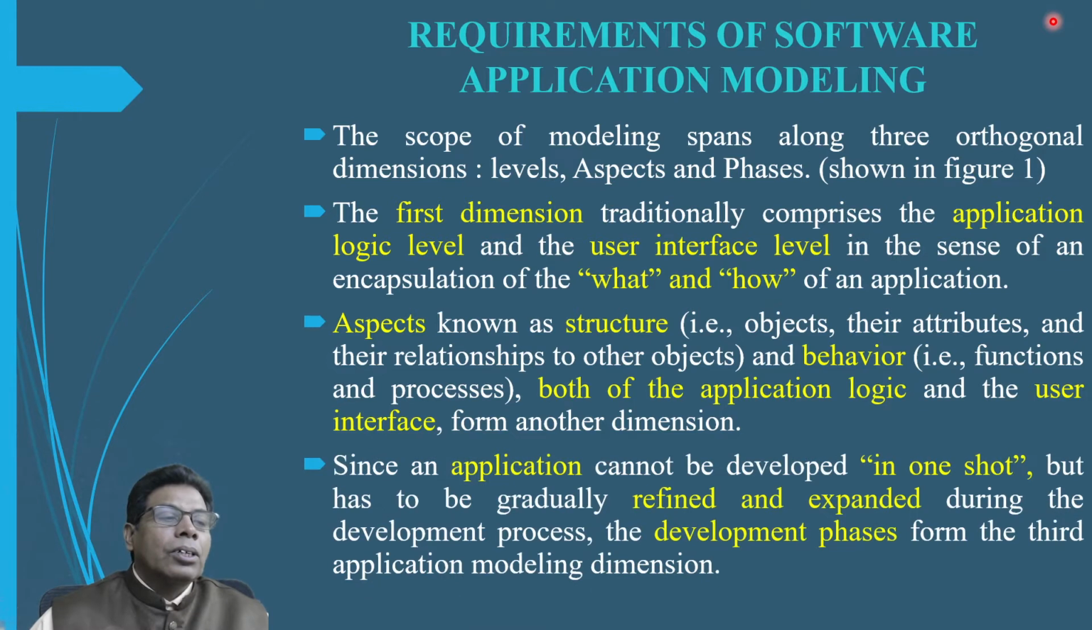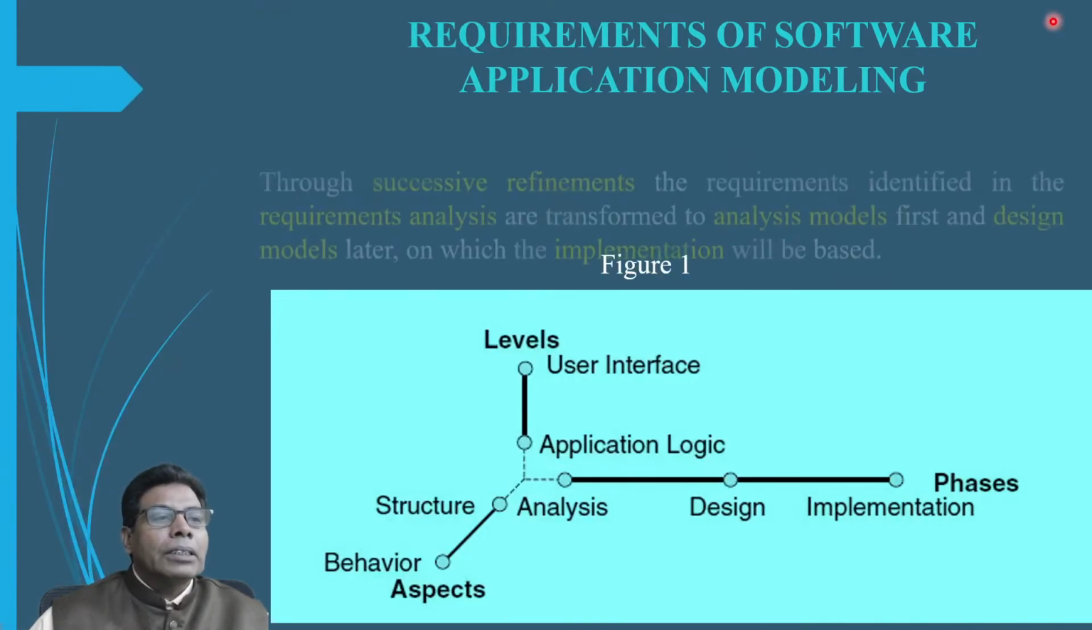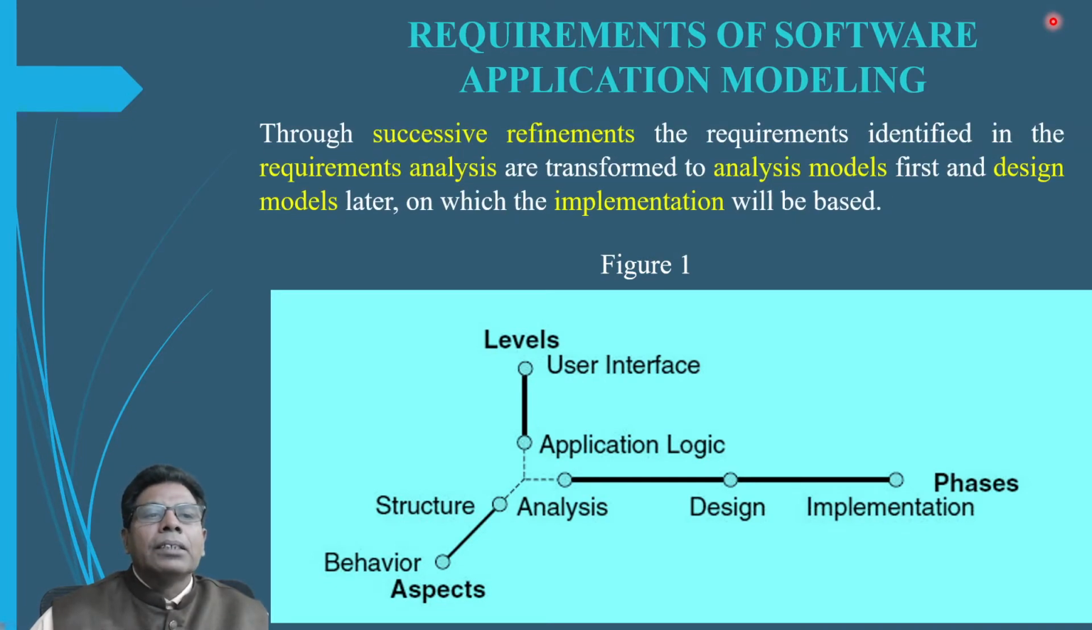And then next we have phases. Since an application cannot be developed in one shot, but has to be gradually refined and expanded during the development process. So during the development process, we have to refine and expand the application. So we have the development phases that will form the third application modeling dimension. So here, through successive refinement, the requirements identified in the requirement analysis are transformed into analysis models first and design models then, and the implementation will be done on that.